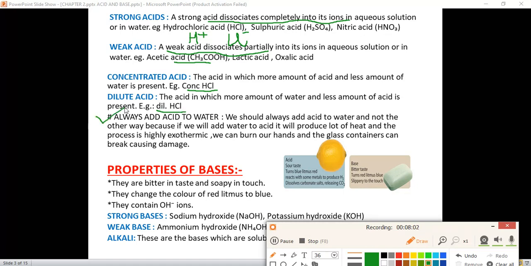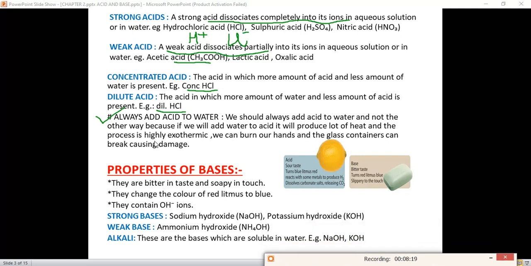Next very important point, always add acid to water. In your textbook also, or in the laboratory, we used to get information from our teachers that we should always add acid to water and not vice versa, meaning we should never add water to acid. Why should we not add water to acid? If we add water to acid, an exothermic reaction will occur and a large amount of heat is liberated in that process. We can even burn our hand, or even the glass vessels or glass apparatus can break down.